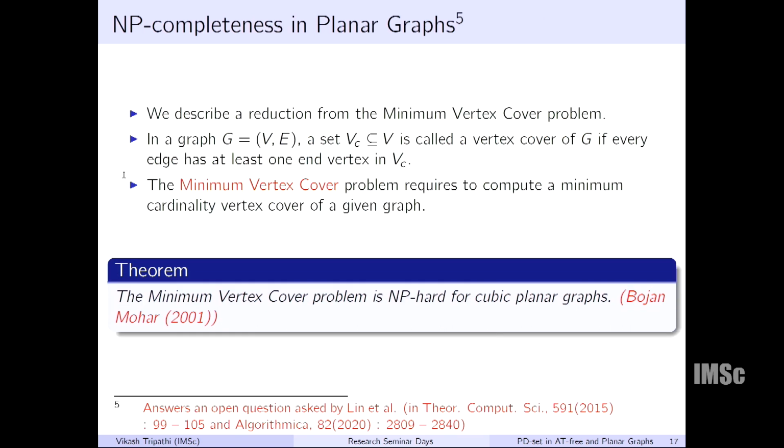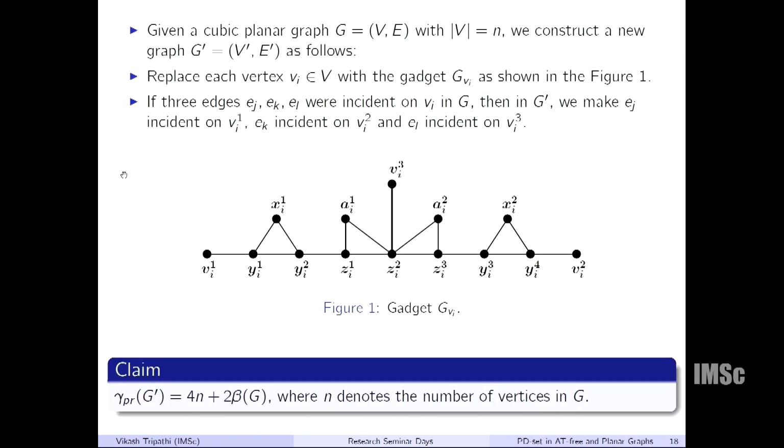We also studied the complexity of the problem in planar graphs. We proved that the problem is NP-complete on planar graphs, and for this purpose we describe a reduction from the minimum vertex cover problem, which is known to be NP-complete for cubic graphs. So we take a cubic graph and we replace each of the vertices by this gadget that is shown here, and we proved that in the constructed graph G', the pair domination number of G' is equal to 4 times the size of the vertex set of G plus 2 times beta(G), where beta(G) denotes the minimum vertex cover of the graph.